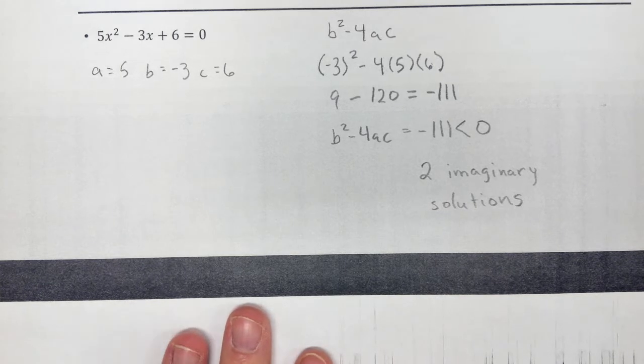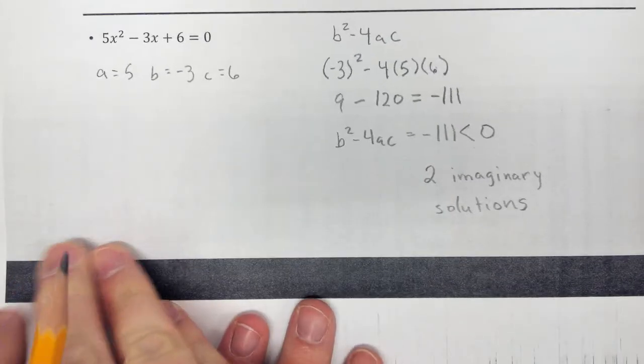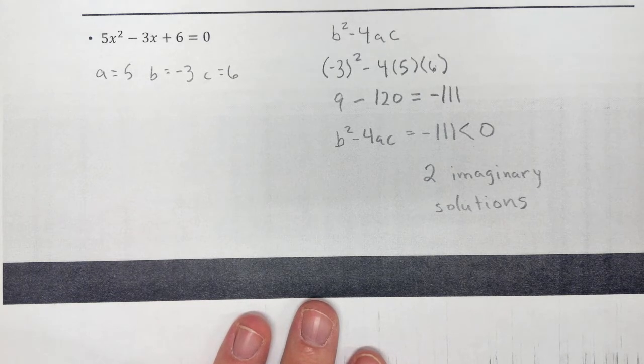And that, guys, is what the discriminant is, and those are the three situations that go along with it that you need to be concerned with. Is the discriminant greater than 0, which gives us two real solutions? Is the discriminant equal to 0, which gives us one real solution? Or is the discriminant less than 0, which gives us two imaginary solutions?